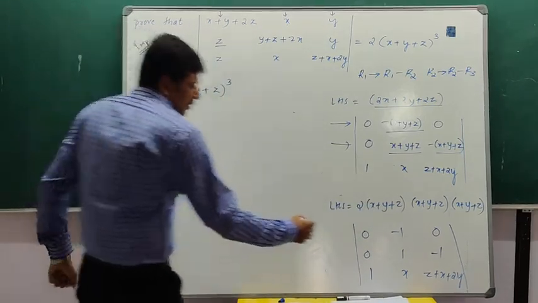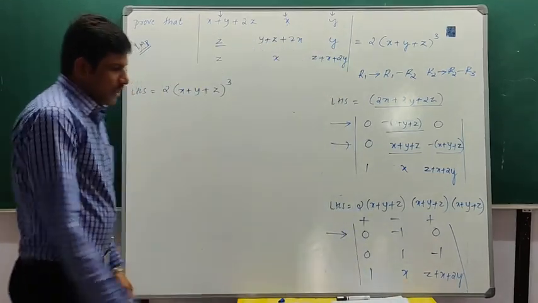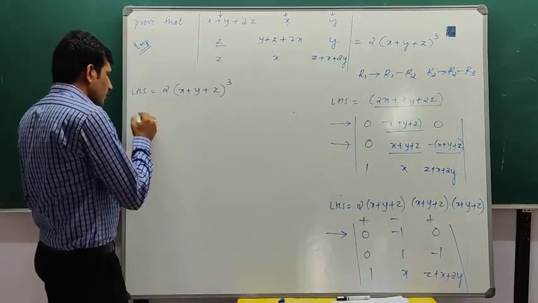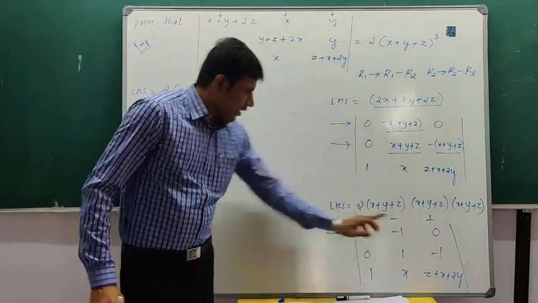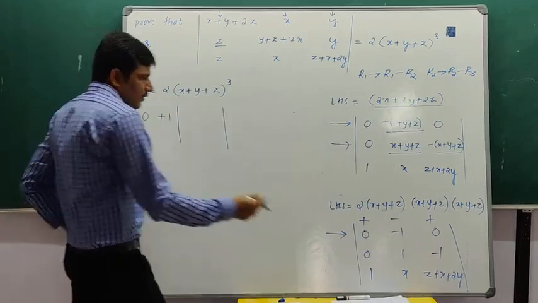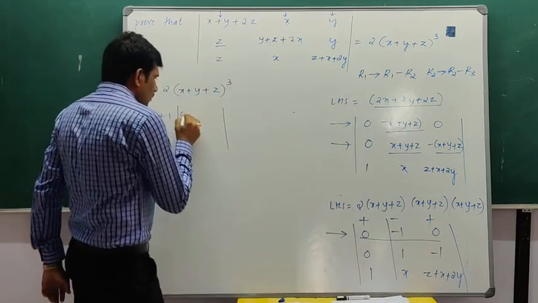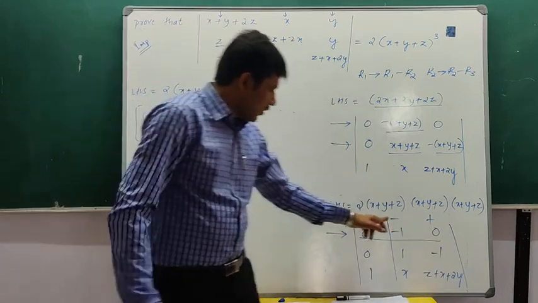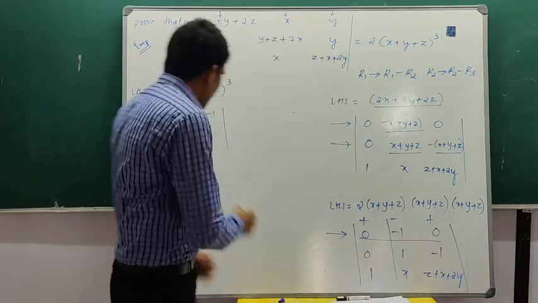Now I will expand by using first row. What is the sign? Plus minus plus. Now 0 into anything will be 0. Minus into minus is plus 1 into determinant of, leave this column, leave this row. What is left here? 0, minus 1. So leave this second column and first row. What is left here? 0, minus 1, 1.